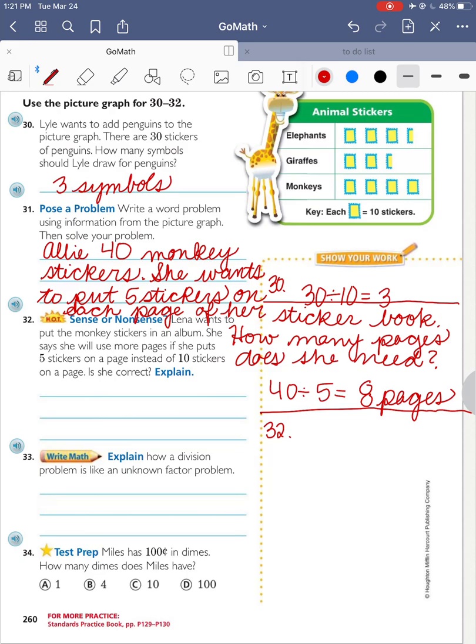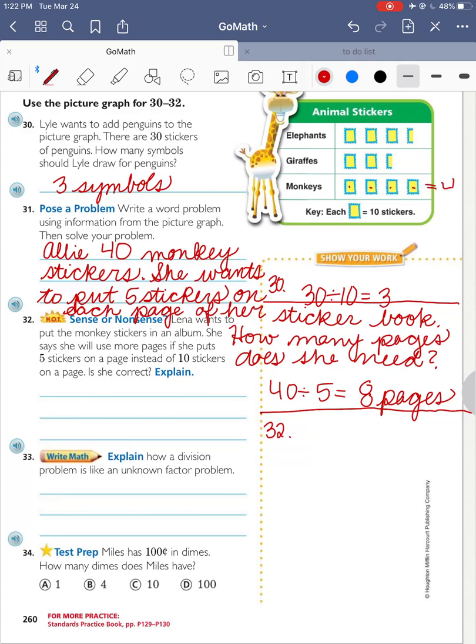Number 32. Lena wants to put the monkey stickers in an album. She says she will use more pages if she puts 5 stickers on a page instead of 10 stickers on a page. Is she correct? So let's figure that out. She's putting the monkey stickers on. So figure out how many total monkey stickers there are.